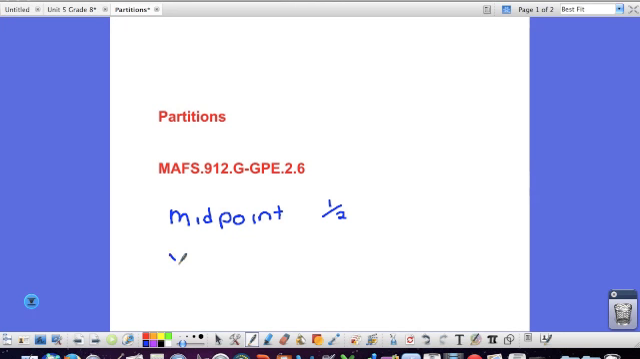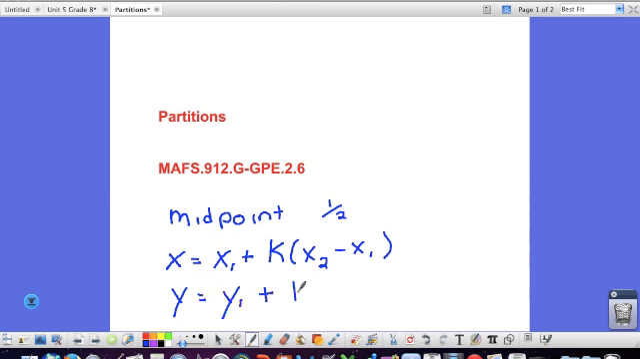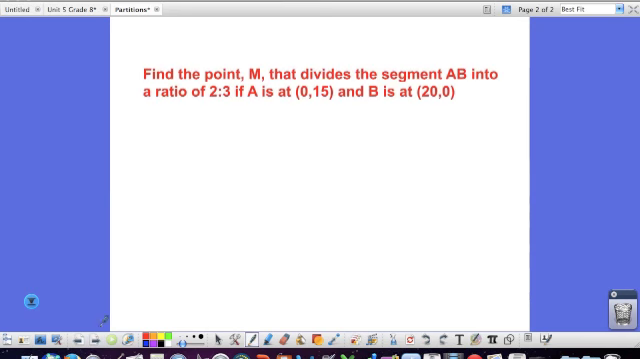We're going to have a formula where the x value is equal to x1 plus our ratio, which will be k. In midpoint, it would have been a half, of x2 minus x1. And our y value of the point is y1 plus k times y2 minus y1. As we use this formula, we'll talk about what it means so you aren't all like, oh my goodness, I have a new formula. Let's look at a sample problem.